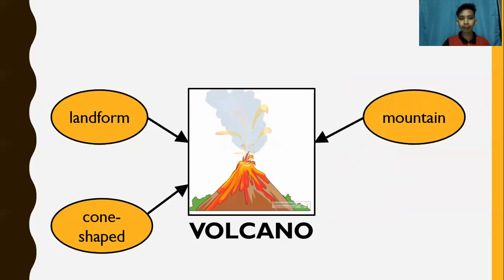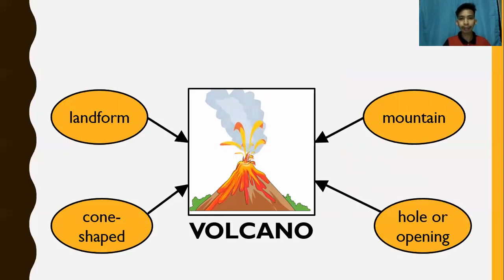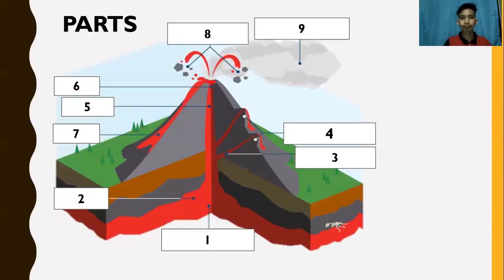It's like the shape of the cone of an ice cream. Next, some would say that a volcano is a mountain. But how is a mountain different from a volcano? It is different because a volcano has a polar opening at the top, which is what we call the crater. Next, let us have a review about the parts of a volcano.